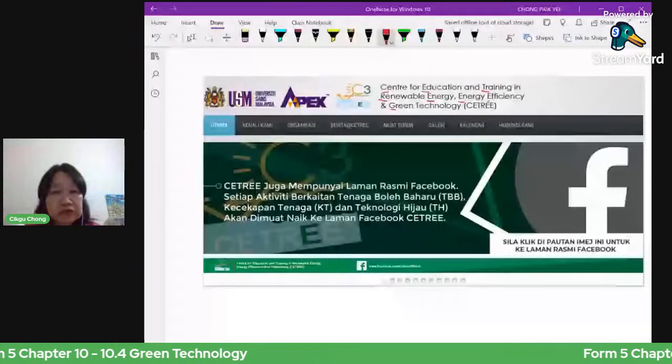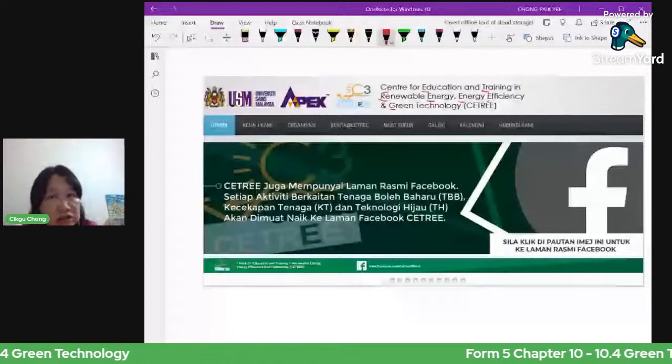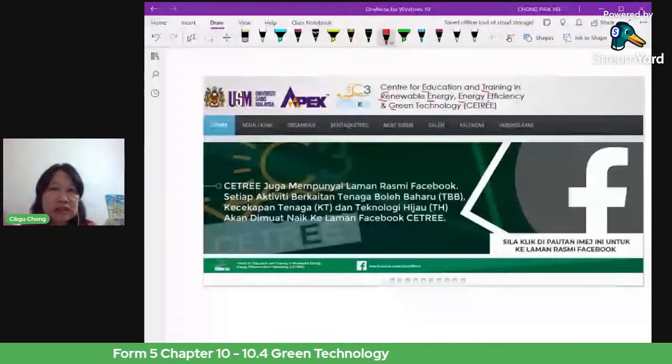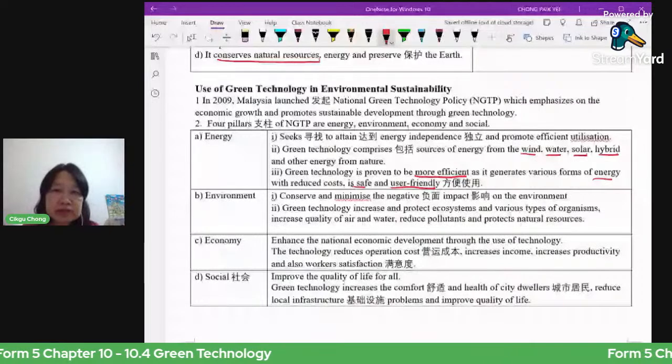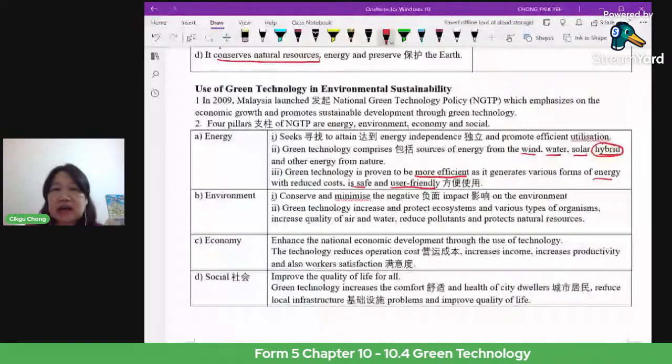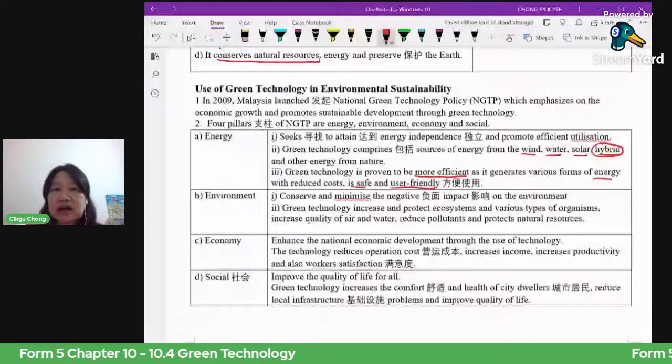Go for alternative energy like wind, water, solar. Okay, hybrid means it's just a mix of more than one. Hybrid just means it is not pure. When you have a hybrid car, I'm sure some of your parents may have a hybrid car. A hybrid car is a car which runs on electricity. It also runs on diesel, runs on petrol.